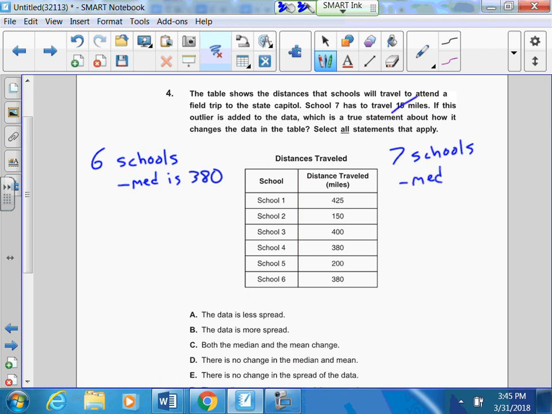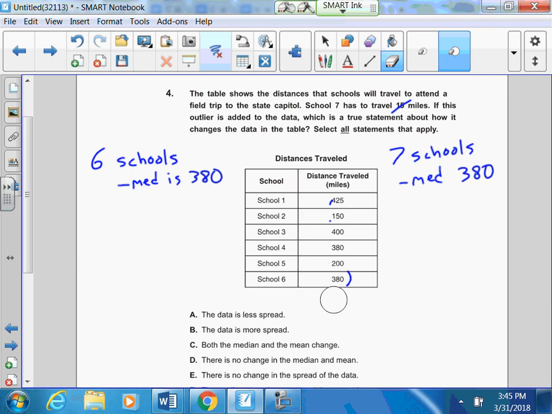Well, we're going to first cross out the 15. That's the smallest. And then the largest would be school number 1. Then the next smallest is 150, and the next largest is 400. And then the next smallest would be 200. The next largest would be 380. And 380 is the number in the middle. So it looks like the median stays the same. So we'll keep that in mind.